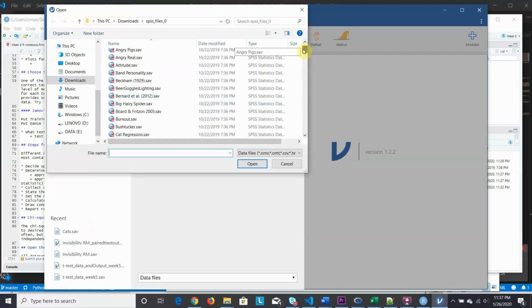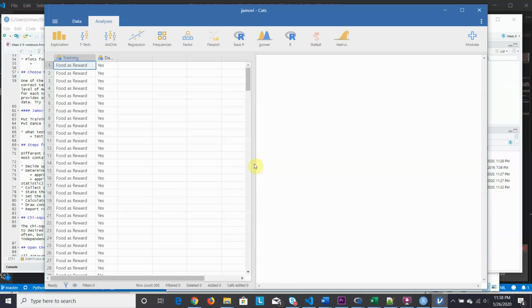You would want to just navigate to where you have it. This is the zip file from Field that you can download with all the data sets used in his text. So this week we're going to look at this cats.sav, and I think I put a copy of it in the zip folder. But if you just download his zip file with all of his data sets, you can open it up from there also.